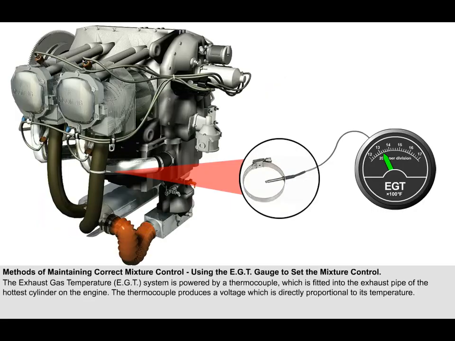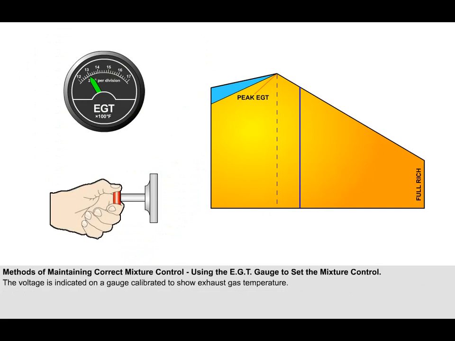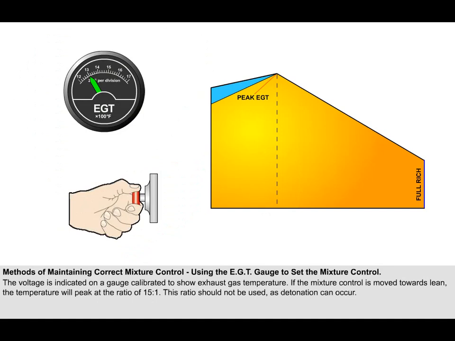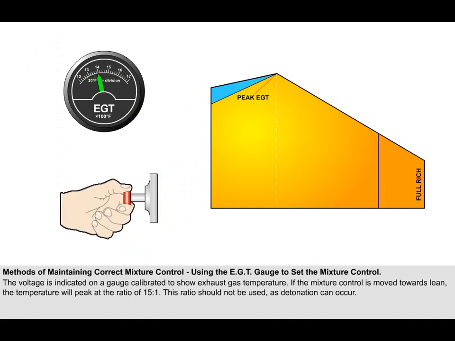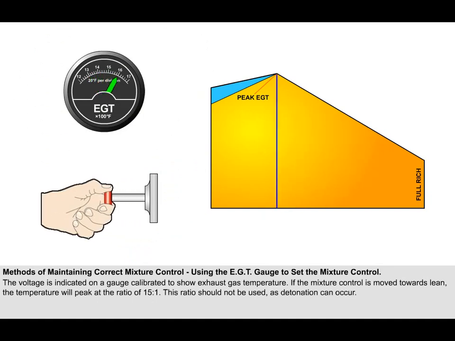The second method utilizes the exhaust gas temperature gauge. The exhaust gas temperature system is powered by a thermocouple, which is fitted into the exhaust pipe of the hottest cylinder on the engine. The thermocouple produces a voltage which is directly proportional to its temperature. The voltage is indicated on a gauge which is calibrated to show exhaust gas temperature. If the mixture control is moved towards lean, the temperature will peak at the ratio of 15 to 1. It should be remembered that this ratio should not be used, as detonation can occur.